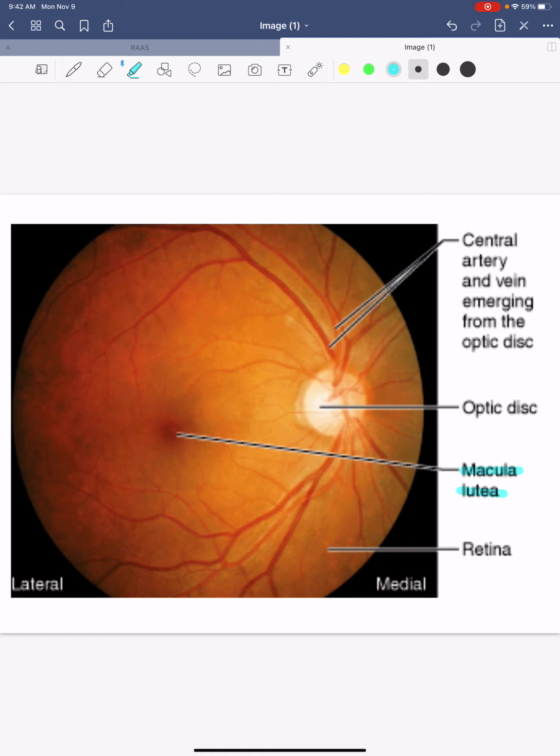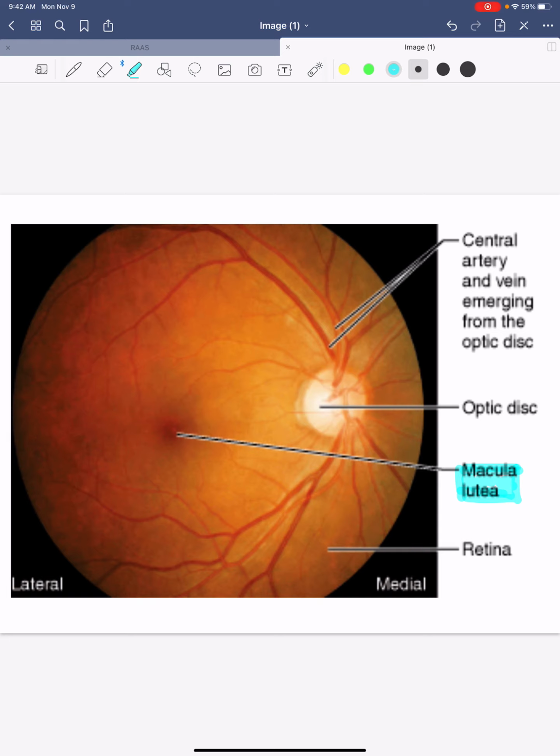You may have heard of macular degeneration. This is the part of the eye that's affected, this macula lutea. People lose their central point of vision first if they suffer from macular degeneration.